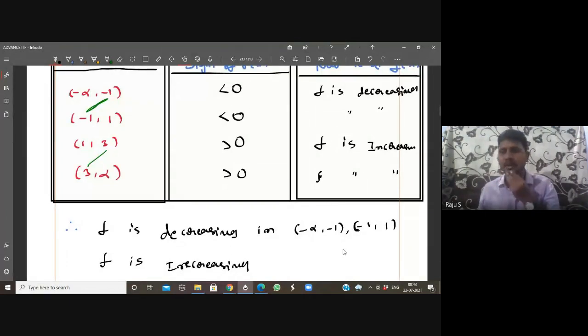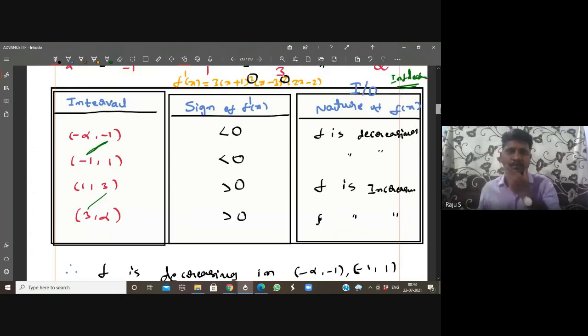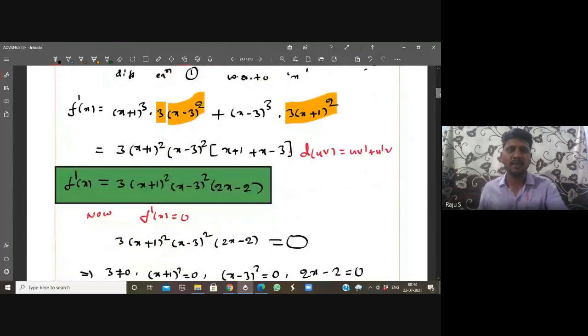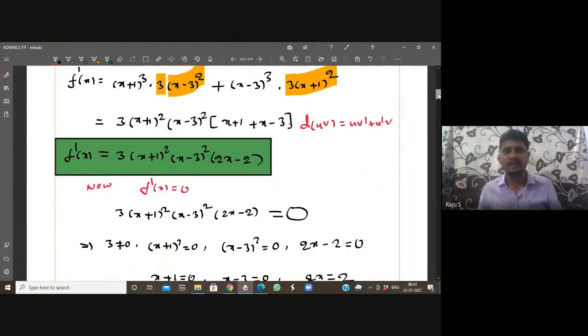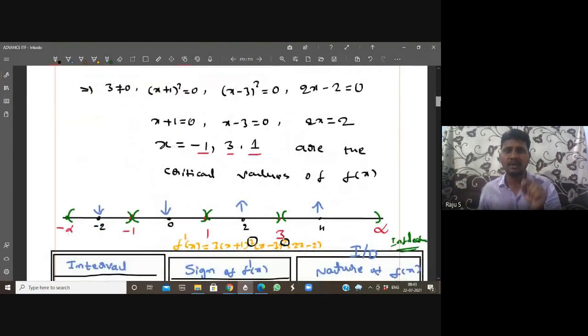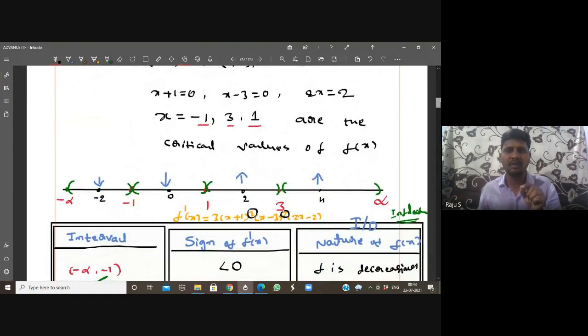Okay. Decreasing, increasing. 1, 3, 3 to infinity. Okay. Right. Students, what have we done? The first step is f dash of x. Calculate f dash of x and equate it to 0 in every question. We are going to get the critical values of the given function.